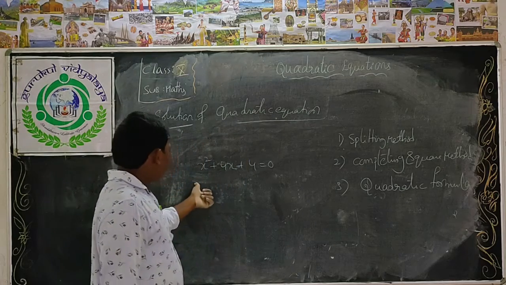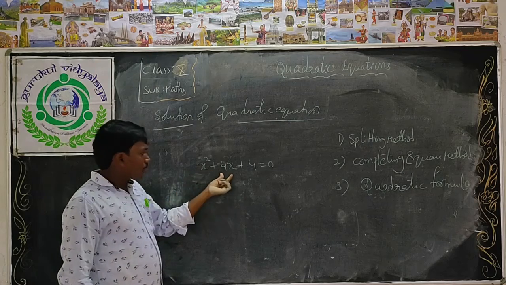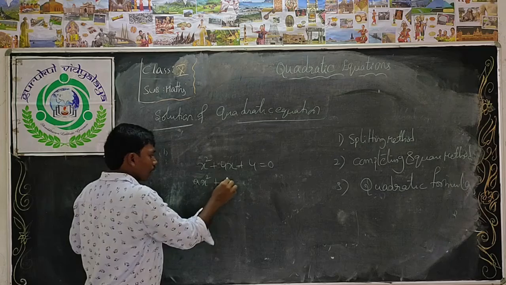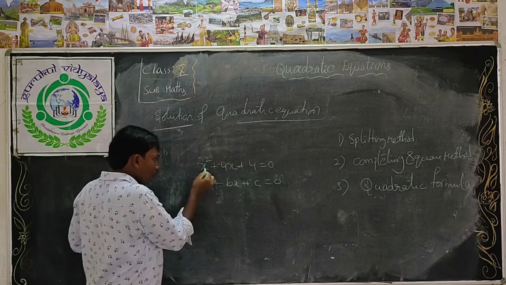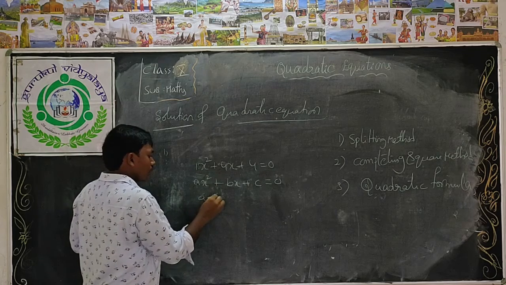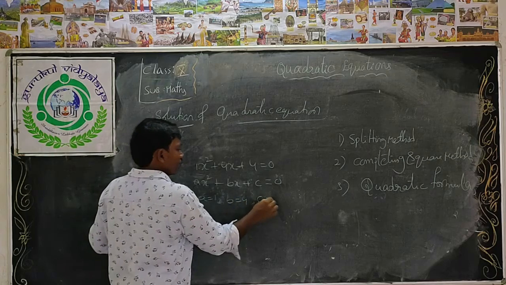See the children, by splitting method, first compare with ax square plus bx plus c is equal to 0. Where a, what is the coefficient of x square? There is no number, there is 1. So a is equal to 1, and b is equal to 4, and c is equal to 4.